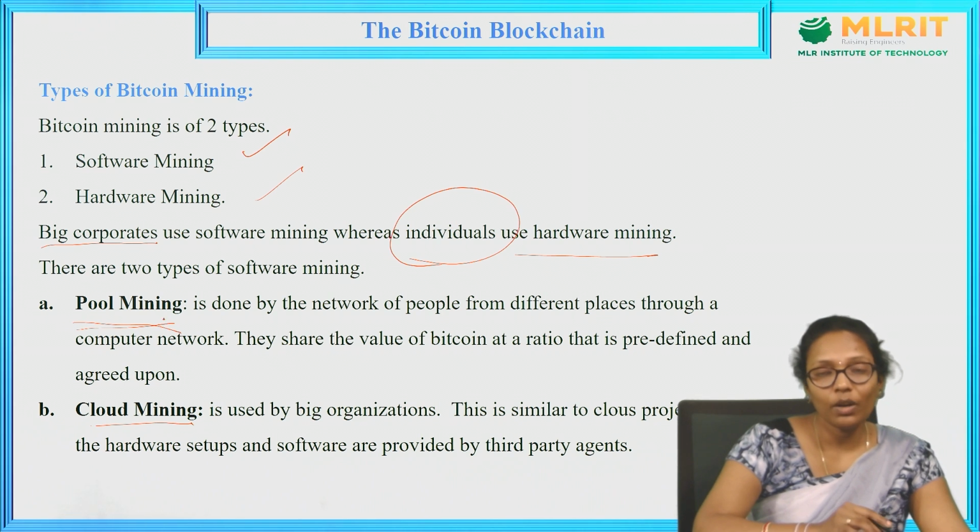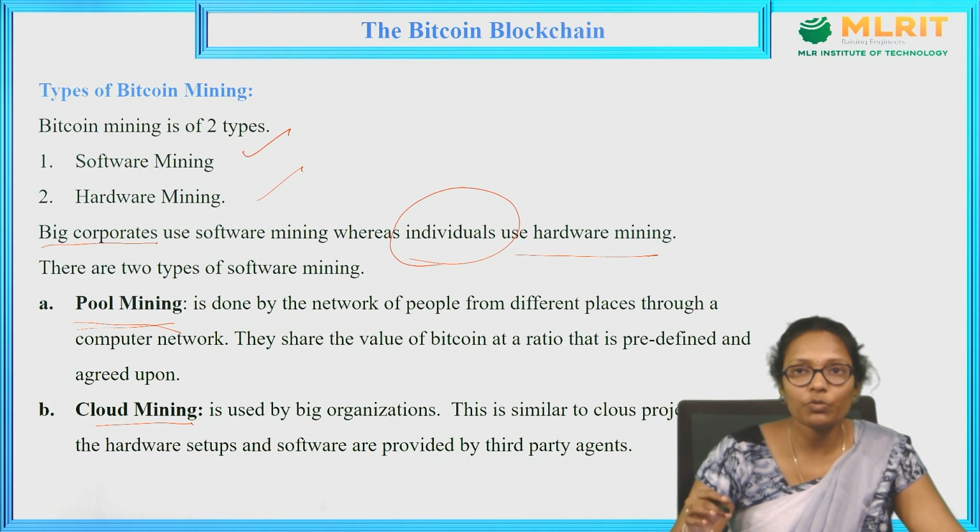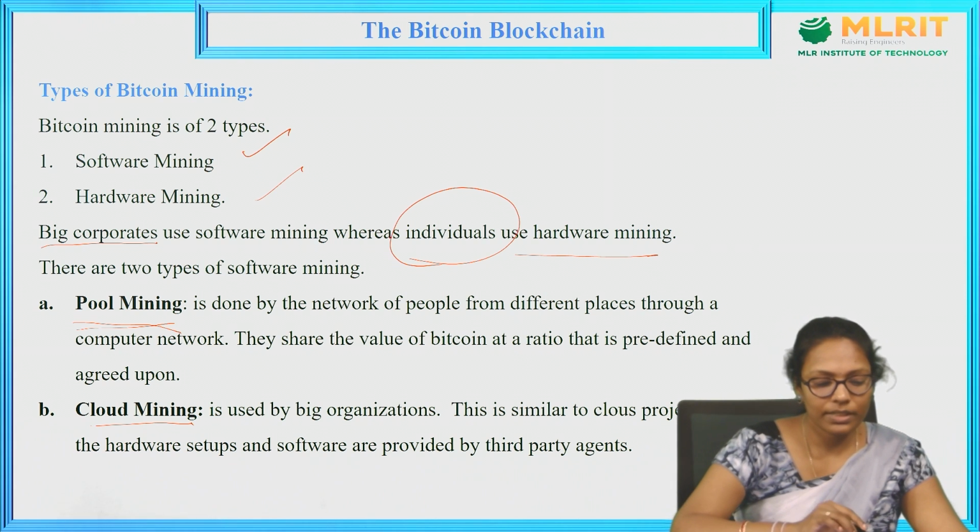For pool mining, we have already seen pool in terms of storage, but here it is different. It is done by a network of people from different places through a computer network. They share the value of Bitcoin at a ratio that is predefined and agreed upon.